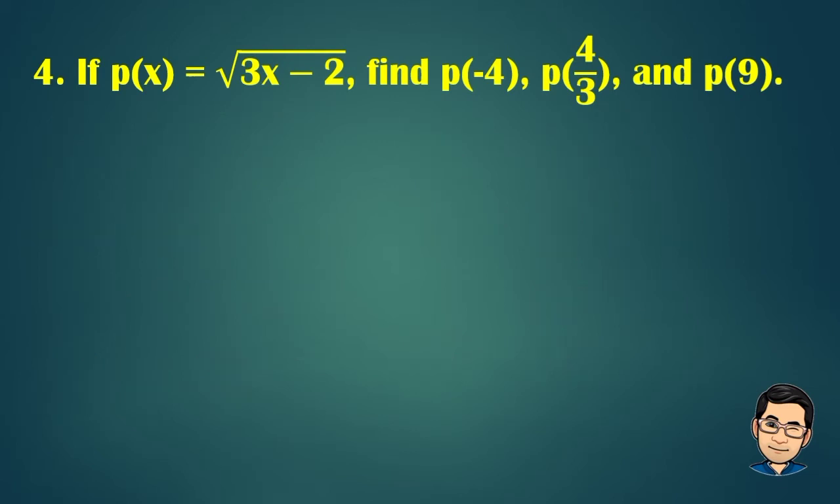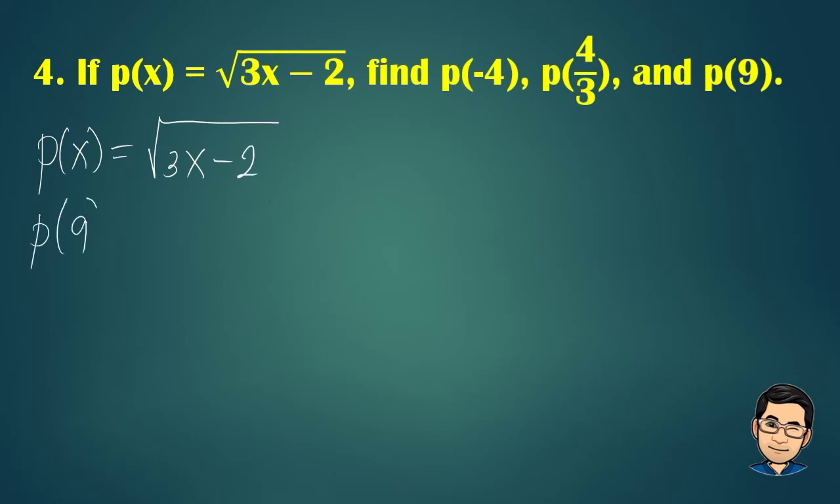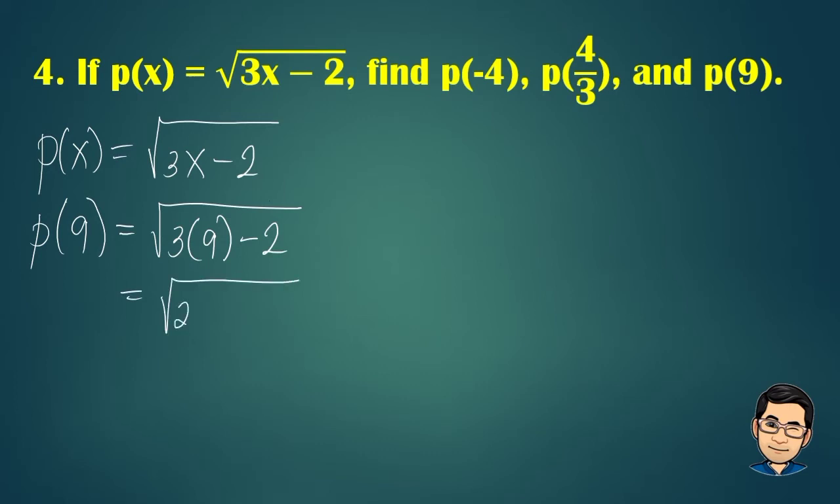Next, p of 9. P of x is equal to the square root of 3x minus 2. Then, we substitute the value of p, which is 9. 3 times 9 minus 2. So, the product of 3 and 9 is 27 minus 2 is equal to the square root of 25. So, 25 is a perfect square because 5 times 5 is equal to 25. Therefore, p of 9 is equal to 5.